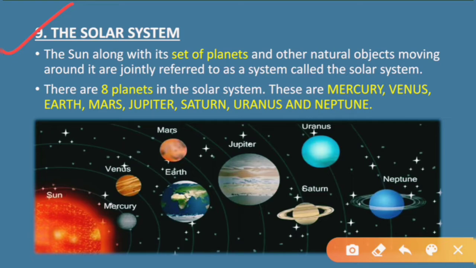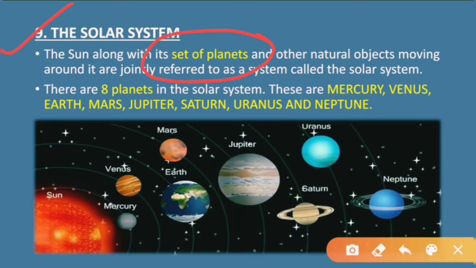The sun, along with its set of planets and other natural objects moving around it, are jointly referred to as a system called the solar system. Students, what do you mean by solar system? See, the sun along with its set of planets, like you have studied in the previous class also. How many planets are there? There are in total 8 planets in the solar system.